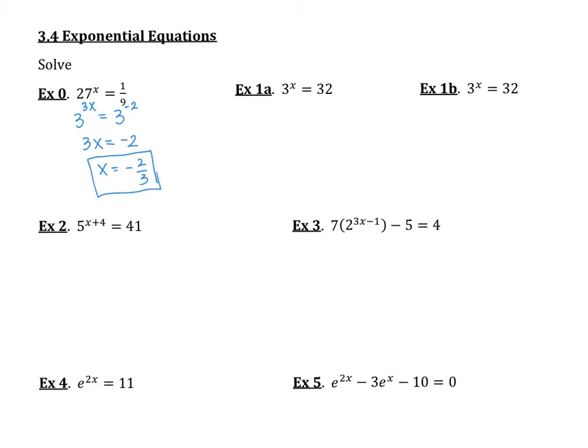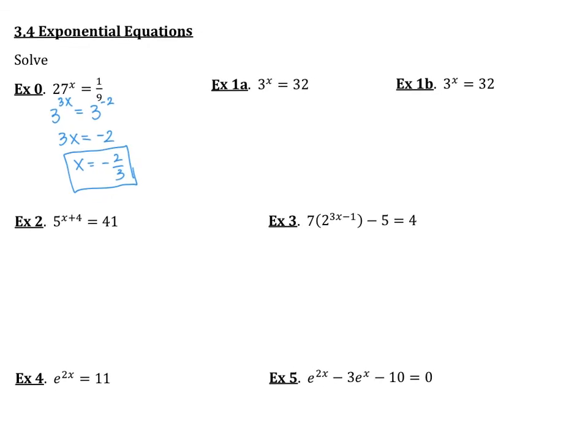Okay, now for example 1, 3 to the x equals 32. That's not going to have any kind of rational answer. Okay, so I'm going to show you two ways to solve it depending on how you learned it last year or what you prefer. You can do it either way. They're equivalent answers. There's just more than one representation in logarithmic answers.